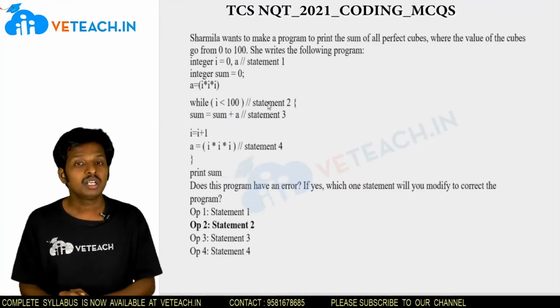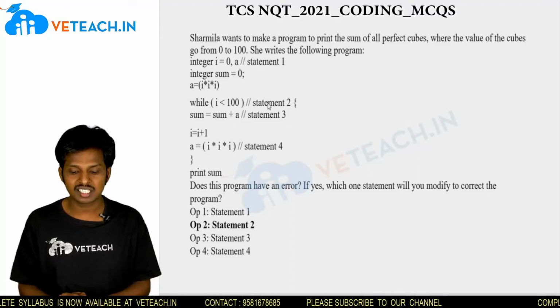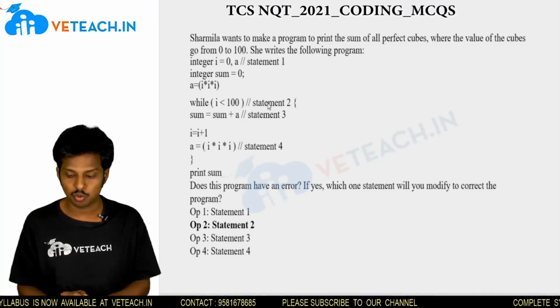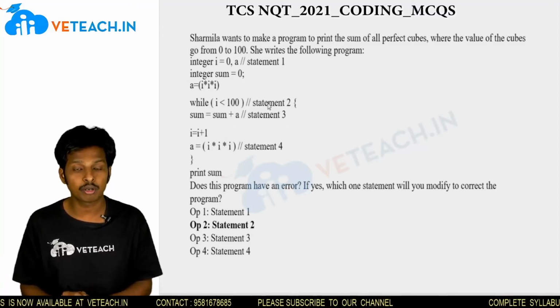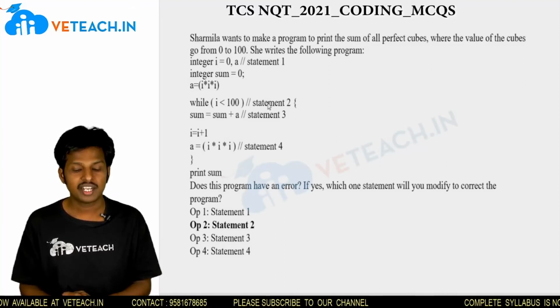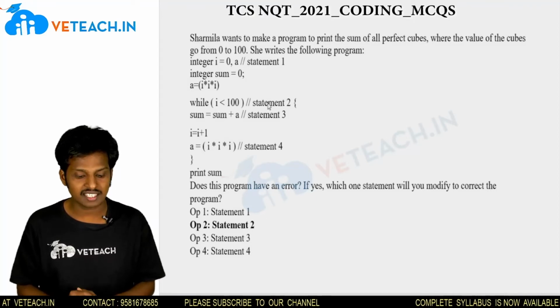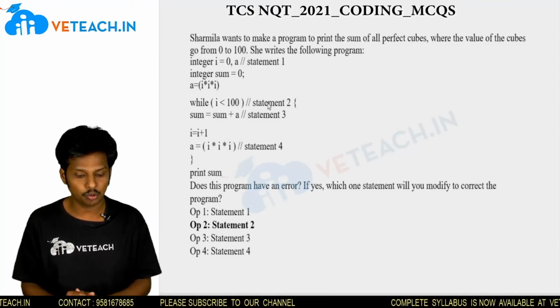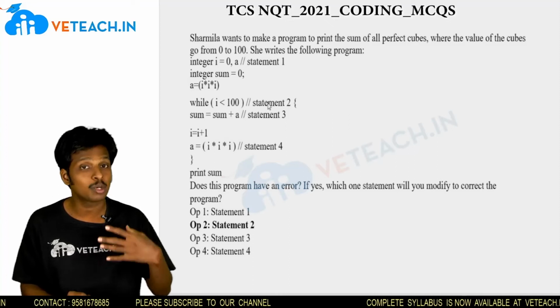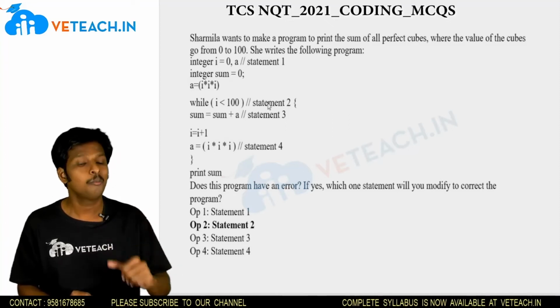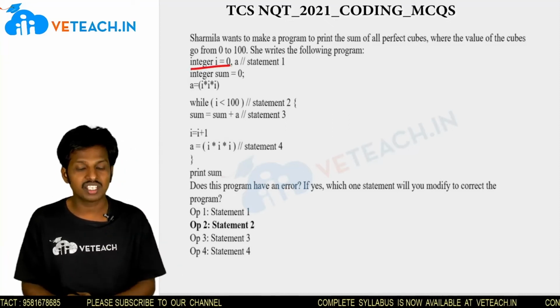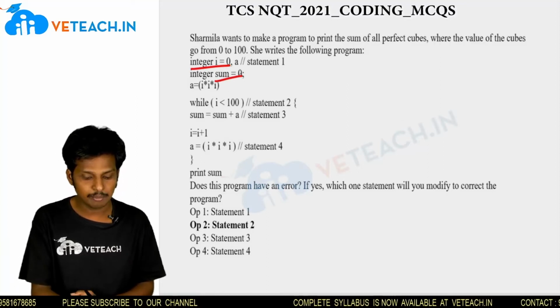Next, other case. Sharmila wants to write a program to print the sum of all perfect cubes, where the value of the cubes goes from 0 to 100. She writes the following program. And again, here also what was asked is, if there is any error in the program, what is the statement that has to be modified? Integer I is equal to 0, comma a. Integer sum is equal to 0.